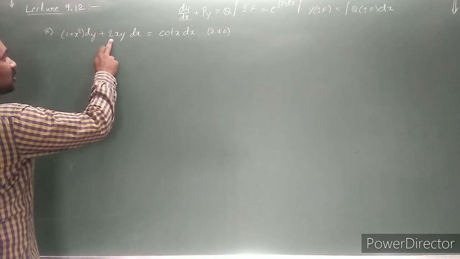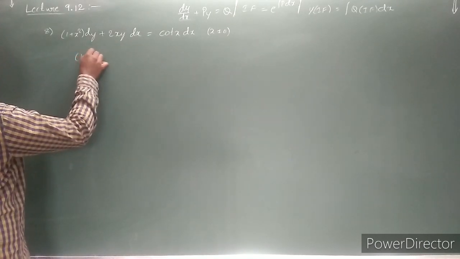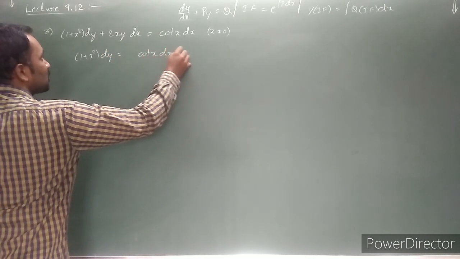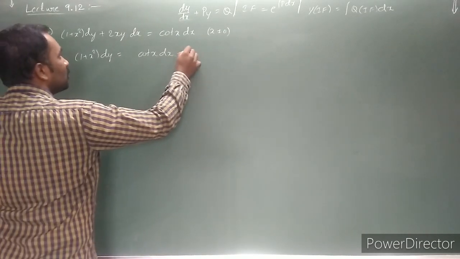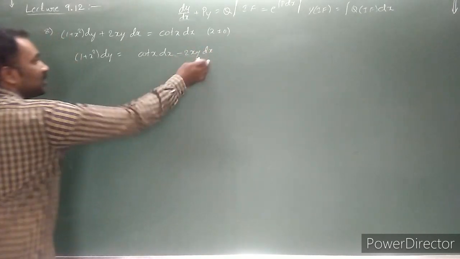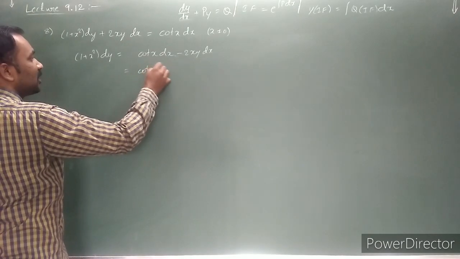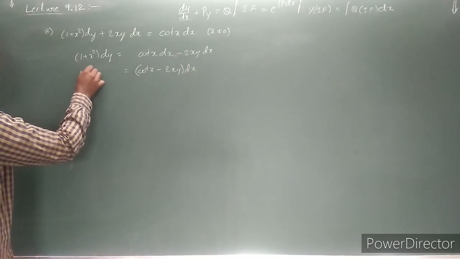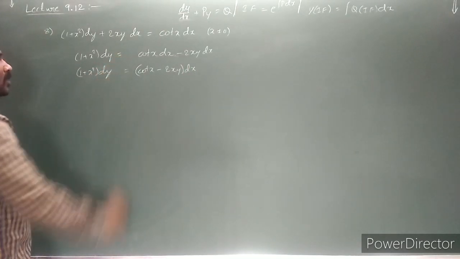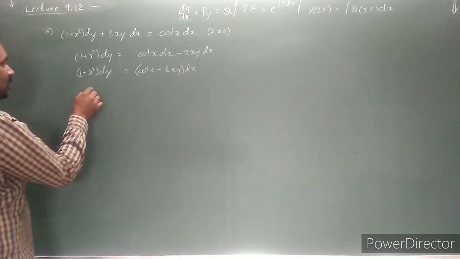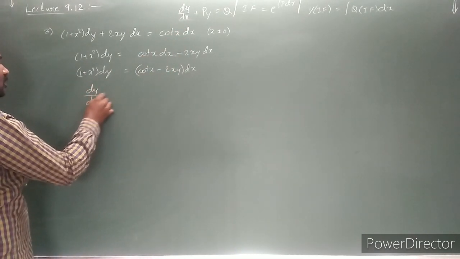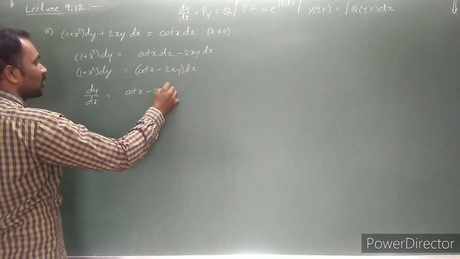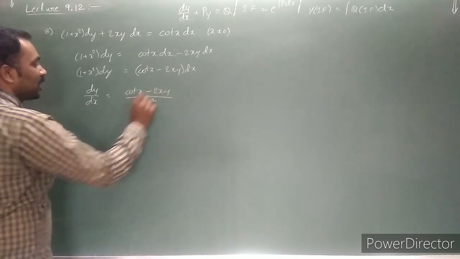How will you shift this 2xy dx to the right-hand side? What happens? (1 + x²) dy = cot x dx − 2xy dx. Take dx common: (cot x − 2xy) dx. On the left-hand side we have (1 + x²) dy. We have to get dy by dx, so dx is shifted to the left-hand side, giving dy by dx, and 1 + x² is shifted to the right-hand side. So what do we get? (cot x − 2xy) divided by (1 + x²).